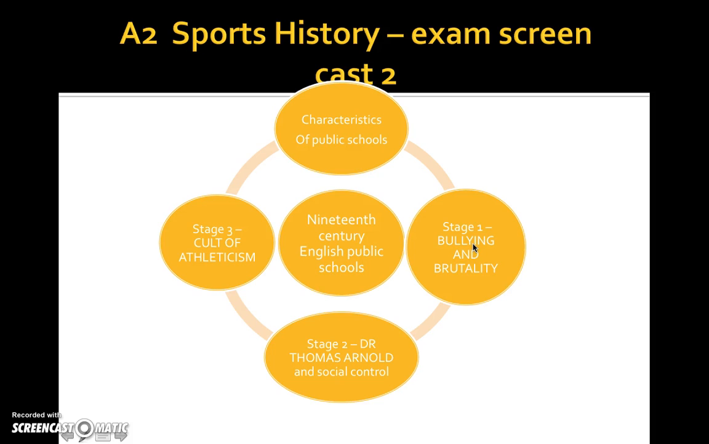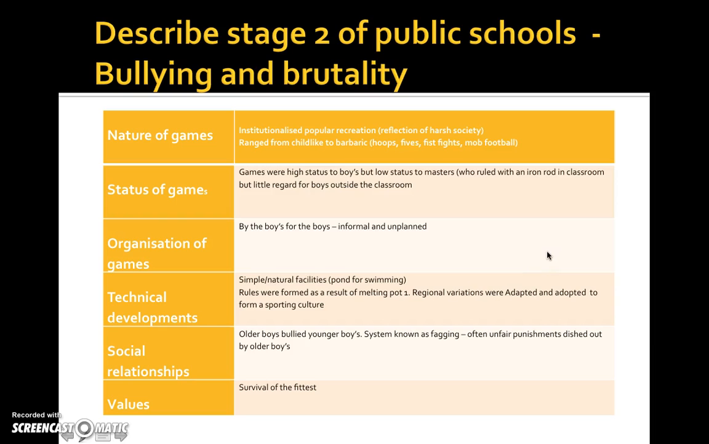So if I just go on from there, then you've got a key focus we're going to look at throughout the next things. This is wrong up here, so that should not be stage two, it should be stage one. So if we just look down here, you've got 6 variables. These 6 variables, we have to be able to answer them in relation to the early parts of public school development. And if you can look here, we've got these: nature of games, status of games, organisation of games, technical development, social relationships, values. You need to be able to answer these about the early stages of public schools.